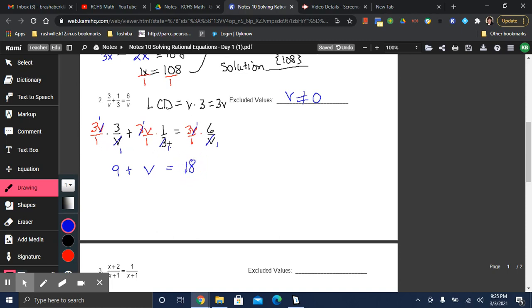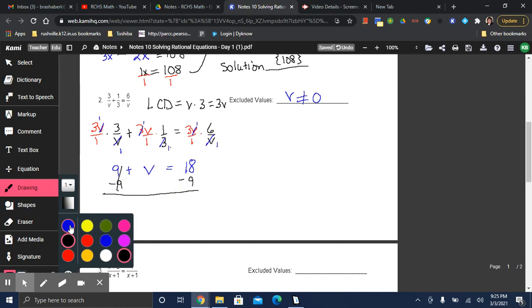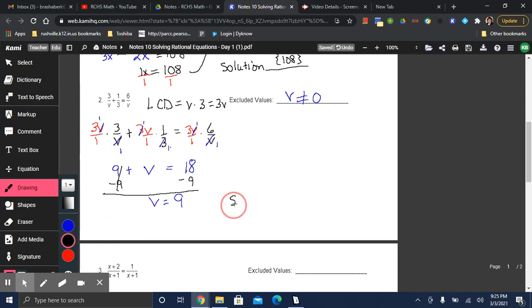Each one of these has a 1 in the denominator, so I don't want to write the denominator. The whole idea was to get rid of the fractions. Now I have an equation to solve. I can subtract 9 from both sides of the equal sign. The 9's will cancel, and that'll leave me with v equals, and then 18 minus 9 is 9. I want to check that my 9 is not an excluded value. It is not. And so my solution is the 9.